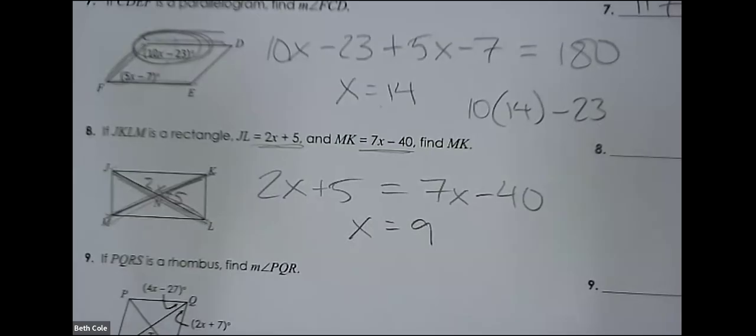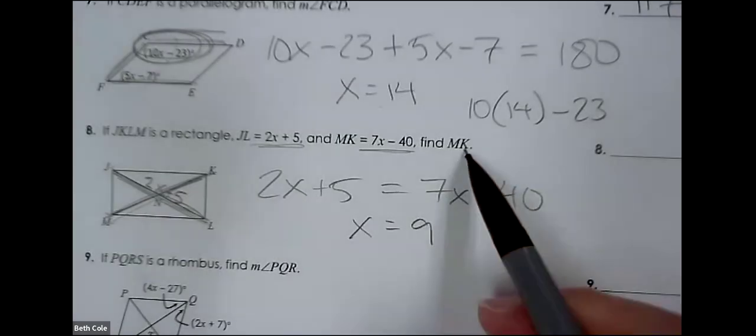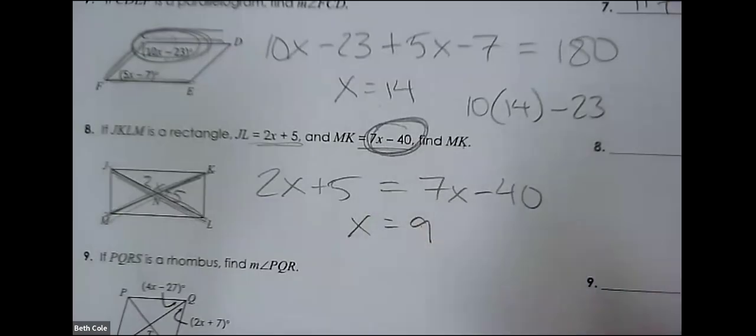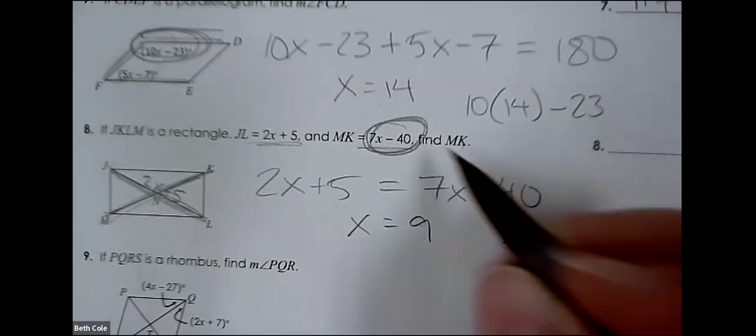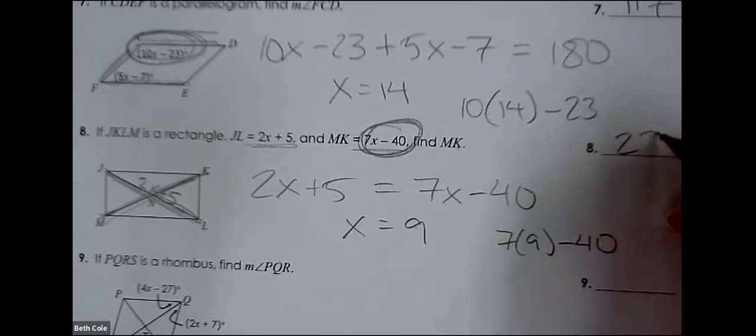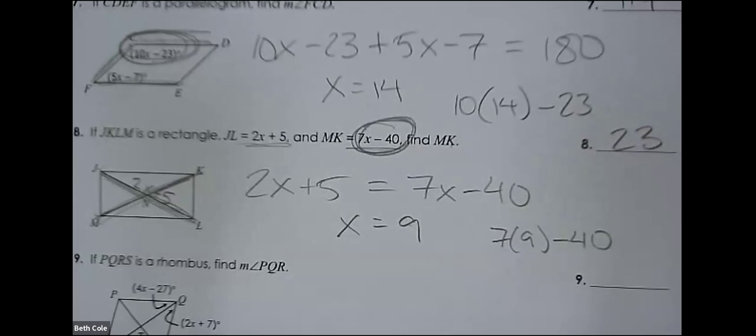All right. Now, are we done? Is the answer 9 or did they ask for something else? They asked for something else. They want MK, which is this one. So you're going to take 9 and plug it back in. So 7 times 9 minus 40. 7 times 9 is 63. So 63 minus 40 is 23. Again, you could just put it in the calculator. I just don't feel like doing the button pushing for that again.